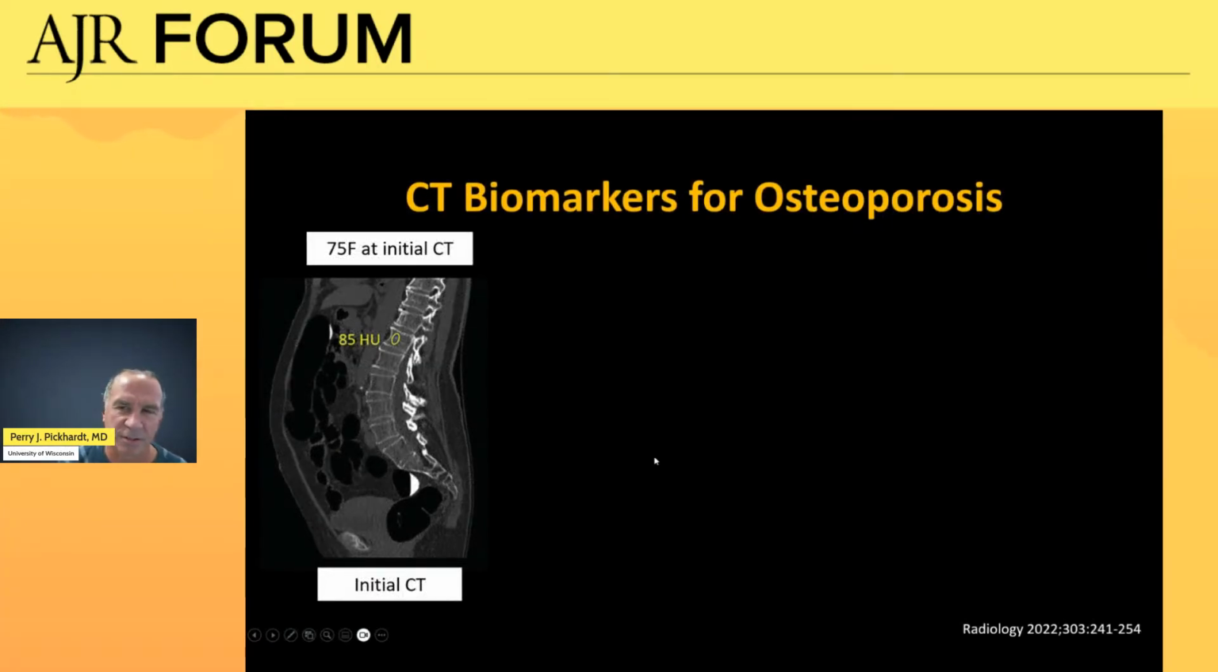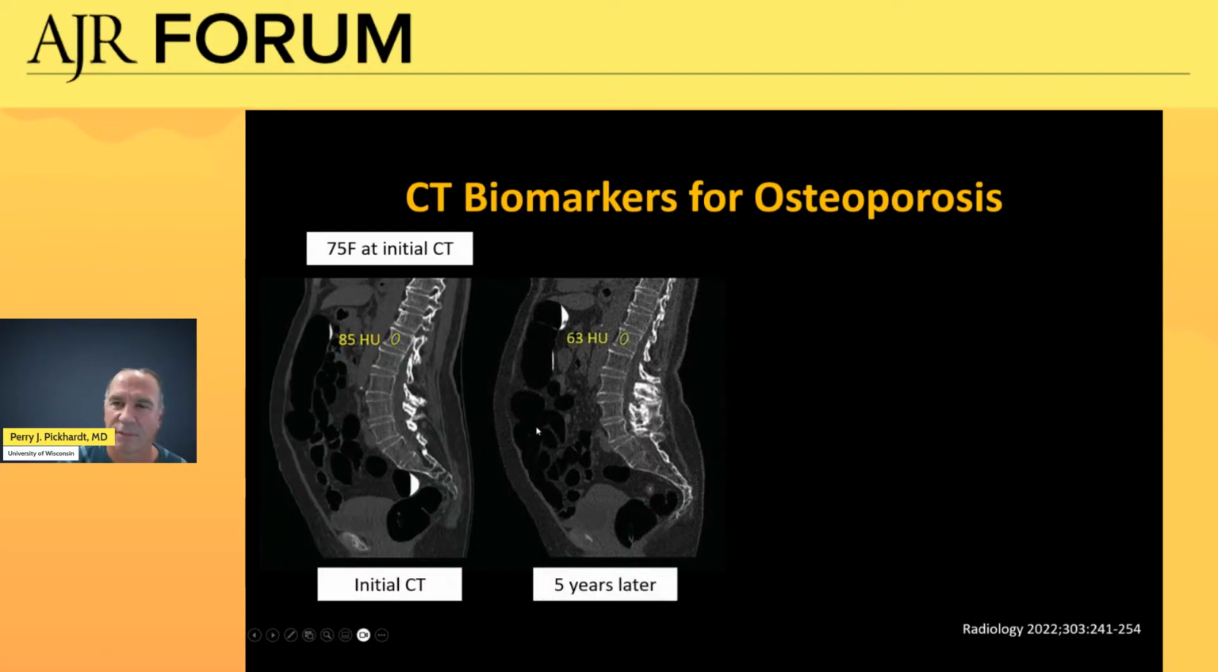Here's just a patient example. This was a patient at 75 years old at the time of this initial CT, undergoing CT colonography screening, but it could have been any test, I suppose. Already has low bone mineral density. Anything under 90 Hounsfield units, they'll have an increased risk for future fracture. That's kind of the optimum threshold. But you can see 5 years later at follow-up colorectal screening, we're now dropping even more. We're well below that 90 Hounsfield unit threshold.